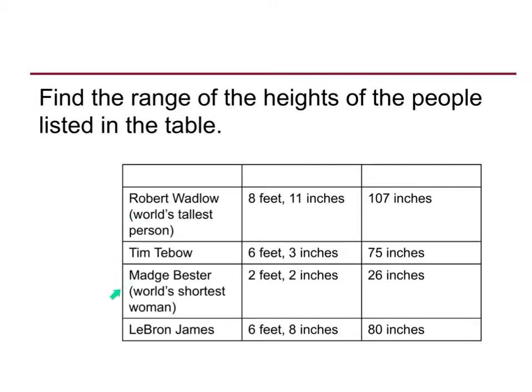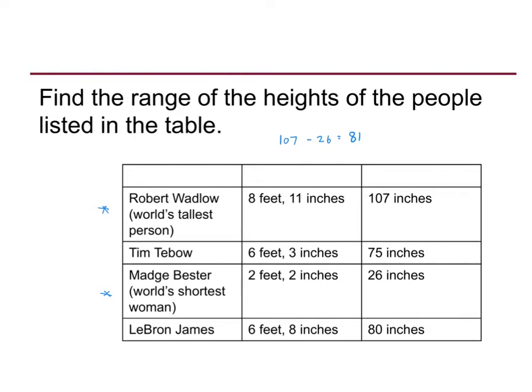We have four different people, and I want to know the range of their heights, and we're given feet and inches, and then we're also just given inches over here. So we're going to identify the tallest person in the set, that is Robert Wadlow, who is 107 inches tall. The shortest person in our set of four people is Madge Bester, who was 26 inches tall. We're finding the range. That tells me to subtract them. 107 minus 26 is 81. So 81 inches is the difference between the tallest and shortest person ever to live.